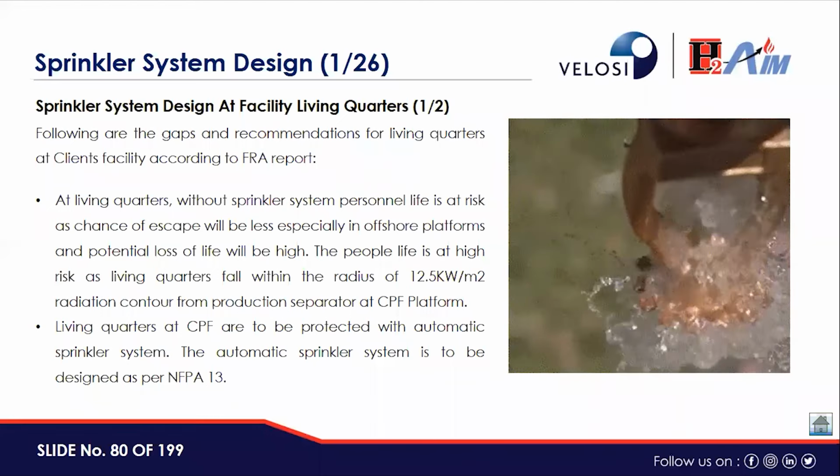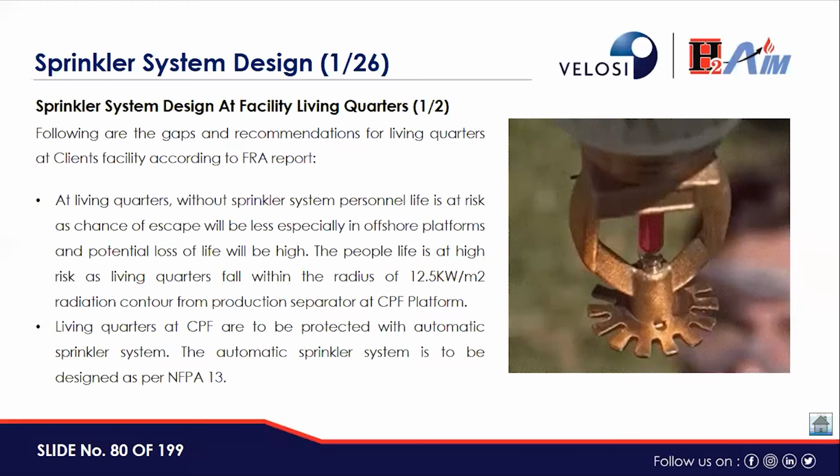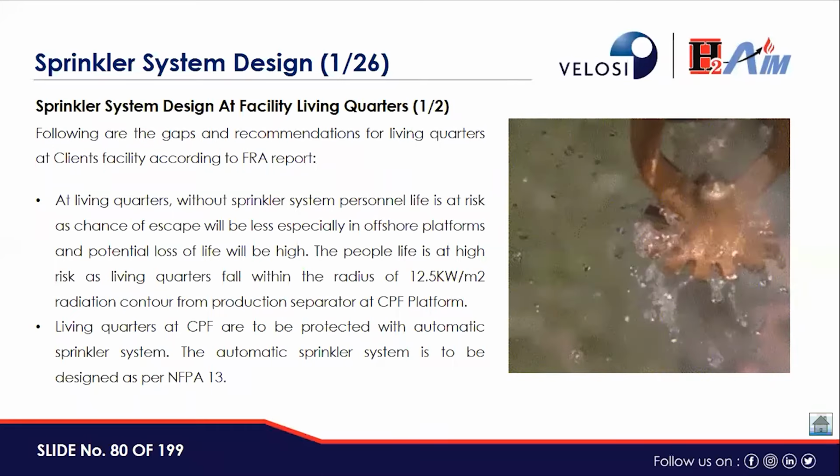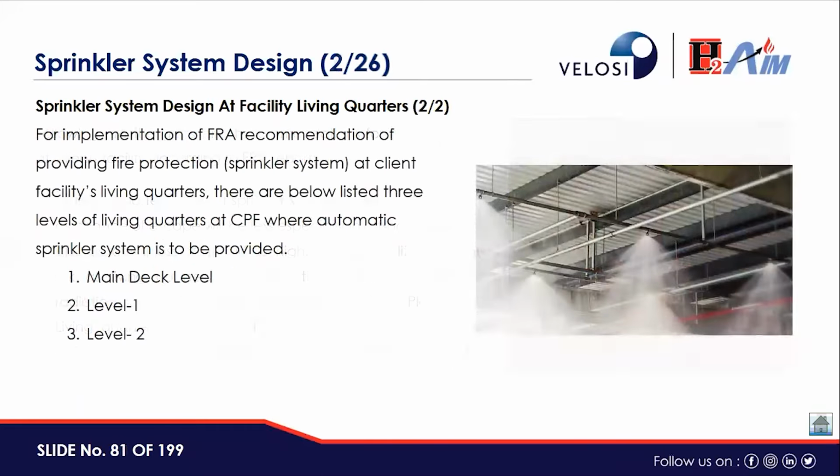Living quarters at CPF are to be protected with an automatic sprinkler system. The automatic sprinkler system is to be designed as per NFPA 13. So for the implementation of this recommendation, there are the below listed 3 levels of living quarters at CPF where we have to provide the automatic sprinkler system. 3 levels: first level was main deck, then level 1 and level 2. This was the offshore plant.